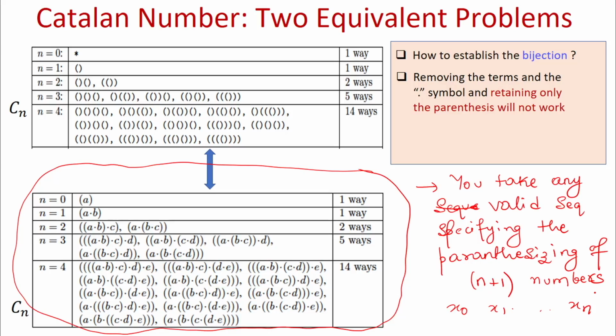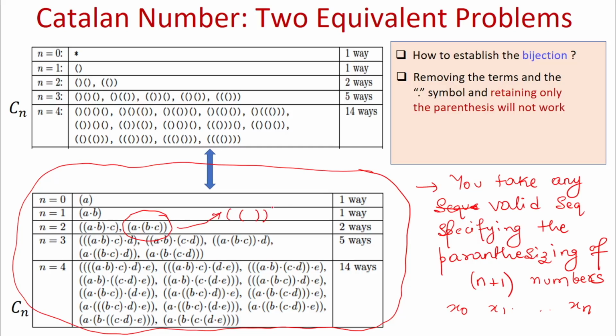So for instance, you take this sequence. What I'm saying is you retain the left parenthesis, forget about A, forget about dot, then retain the left parenthesis, forget about B, forget about dot, forget about C, and then take the right parenthesis, then take the right parenthesis.